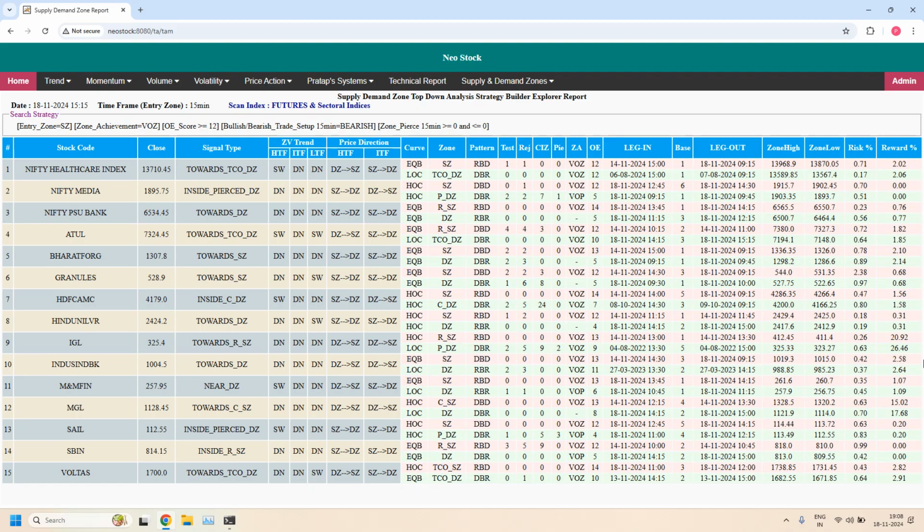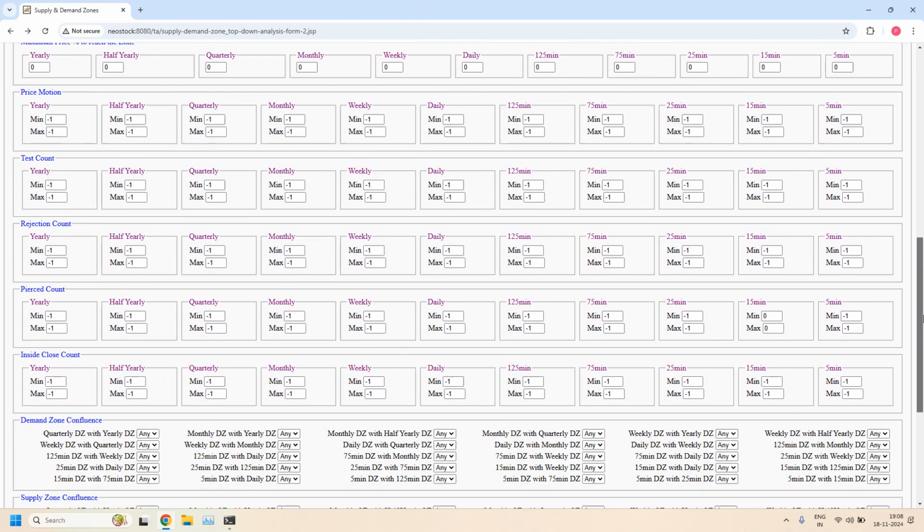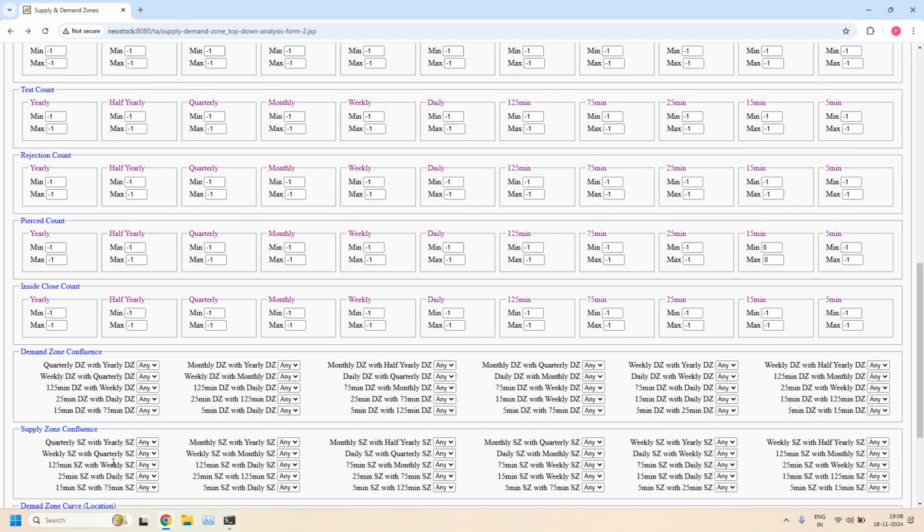All these 15 minute supply zones are supporting bearish trade setup for daily income trade. But among these 15 minute supply zones, some high probability supported supply zones might be available. How many of these supply zones are having ITF supply zone confluence? That is 15 minute supply zone with 75 minute supply zone confluence. I am enabling that filter.